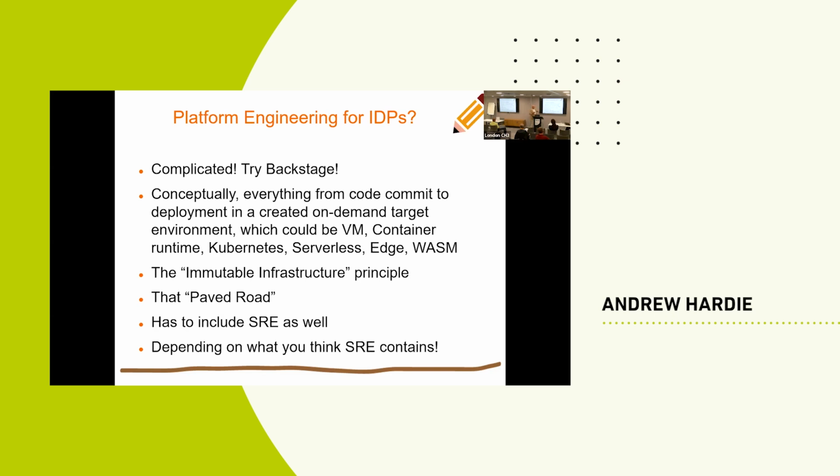So it's the paved road, but with knobs on, it's paved with gold now. And of course, it's got to include the SRE stuff, depending on what you think SRE includes. So what we got to is one moderately complicated thing that then generated the need for a more complicated thing, now rolled together into an even more complicated thing.